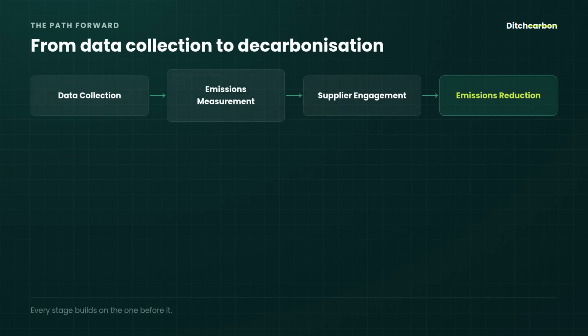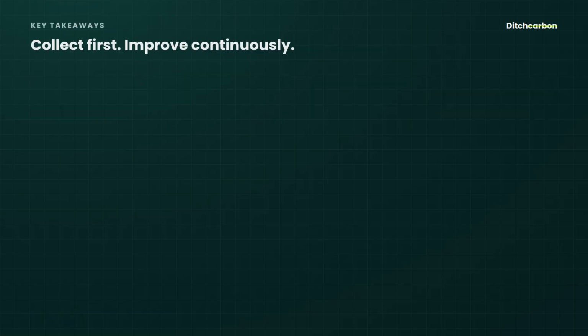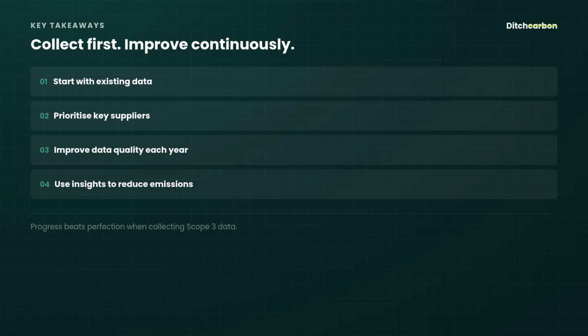Put together, this gives you a clear path forward. Data collection leads to emissions measurement leads to supplier engagement, and supplier engagement leads to emissions reduction. Every stage builds on the one before it. So here's what to take away from all this. Collect first and improve continuously. Start with the data you already have. Prioritize your key suppliers, improve your data quality every year, and use what you learn to actually reduce emissions. Progress beats perfection when it comes to collecting Scope 3 data.